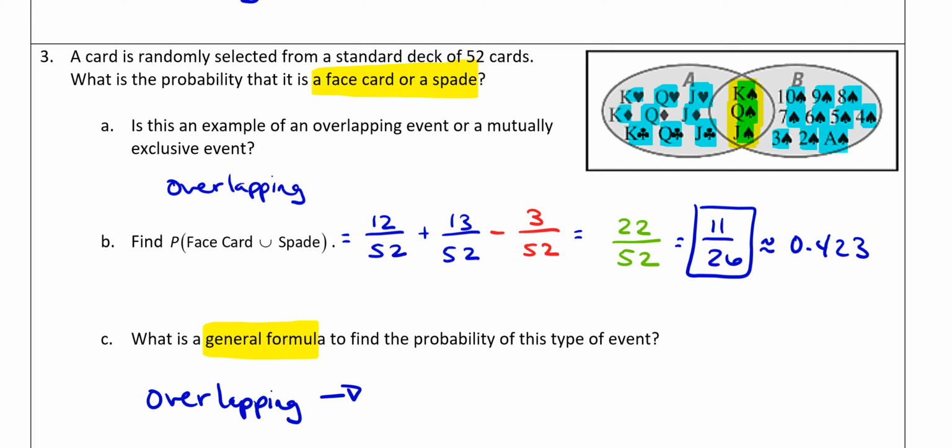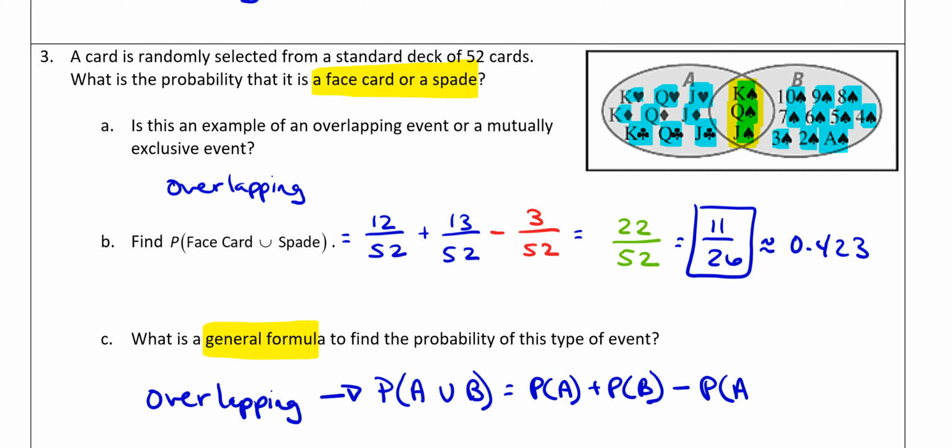So to find an overlapping event, so when P of A or B is overlapping, you do the probability of A plus the probability of B, but then you have to subtract the probability of A and B. So this is and, don't forget, that's and. Okay, so you have to subtract the probability of A and B, so what they have in common.